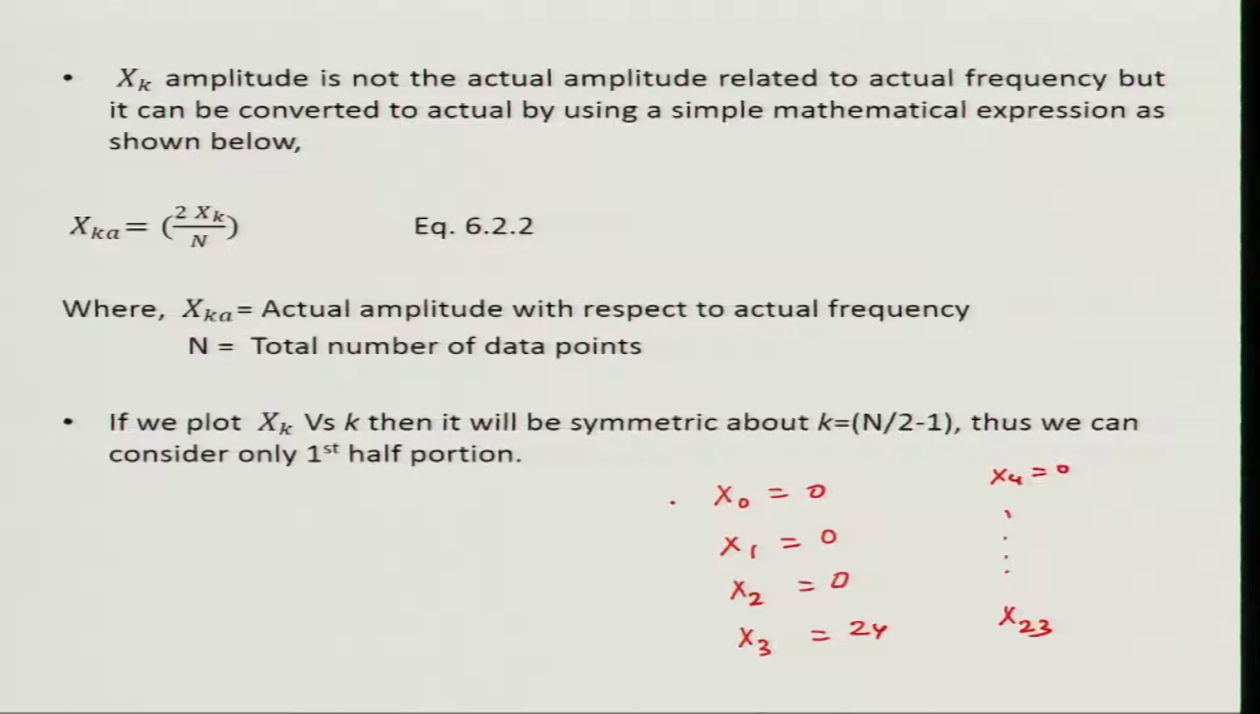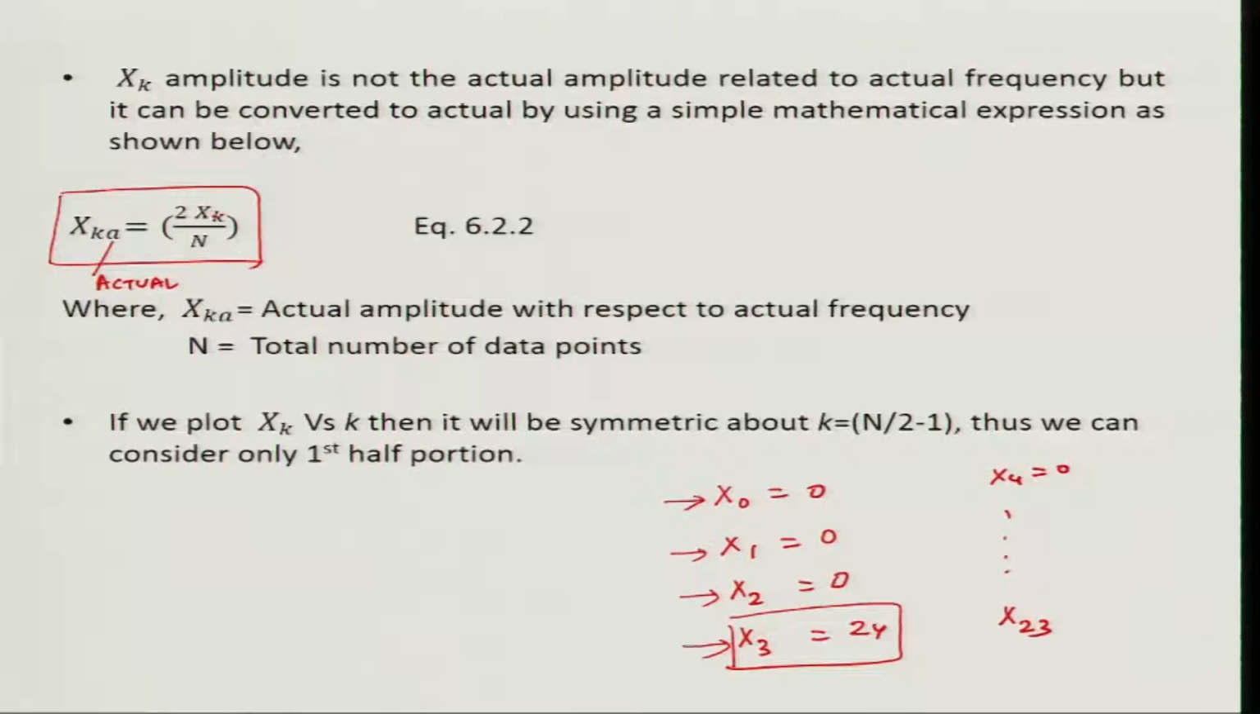What does this mean? That the first frequency has 0 amplitude, second frequency has 0 amplitude, third frequency has 0 amplitude, but fourth frequency has an amplitude of 24. Now, this is not the real amplitude, as I mentioned earlier, we have to convert it into some real units. So, what is the real amplitude? The relation for real amplitude is given here. That is xka, where a means actual.